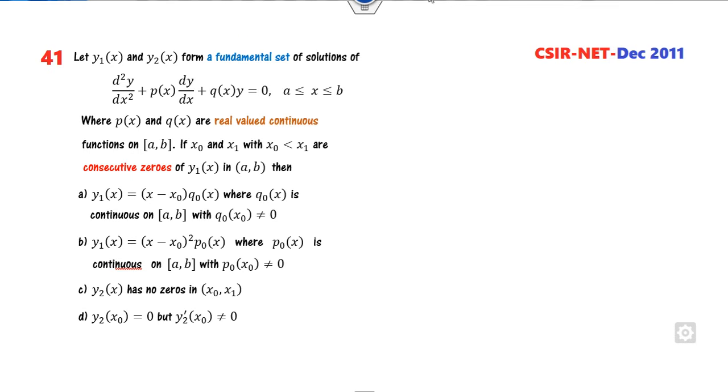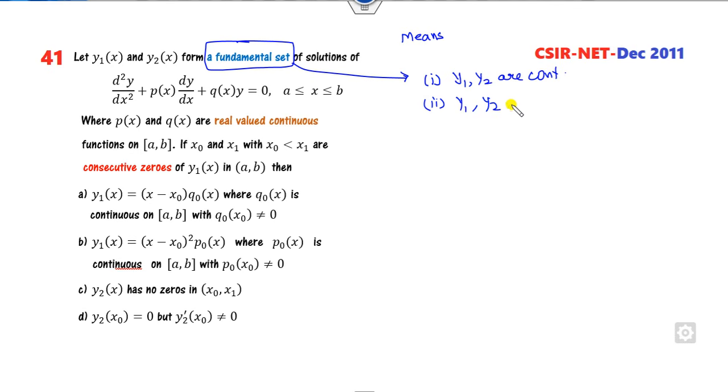Okay, next one is which of the following is there. Now here is the word fundamental set. What is the meaning of the fundamental set? y1, y2 are the fundamental set. It means the first property is y1 and y2 are continuous. Second property is y1 and y2 are linearly independent. Third one is y1 and y2 have no repeated roots. That's the property of this fundamental set, the uniqueness property of these conditions.